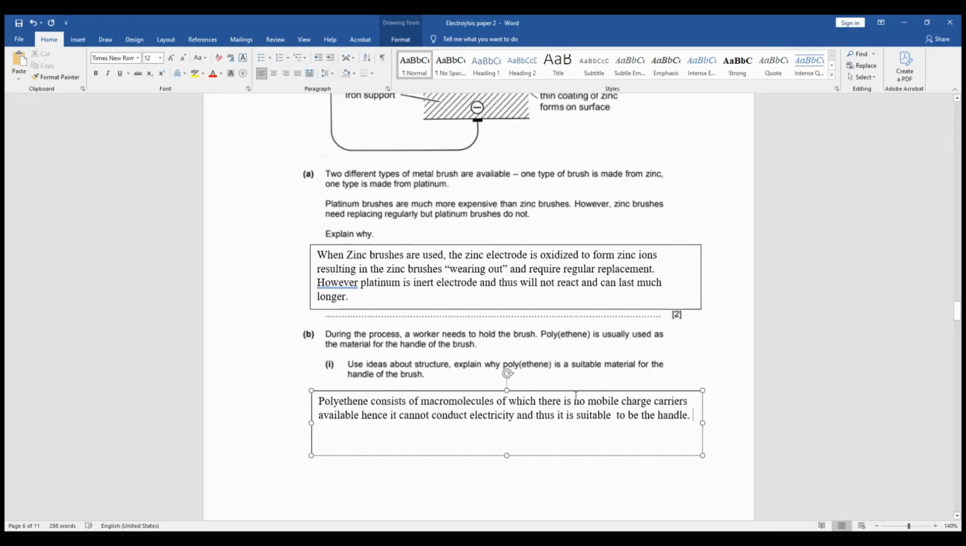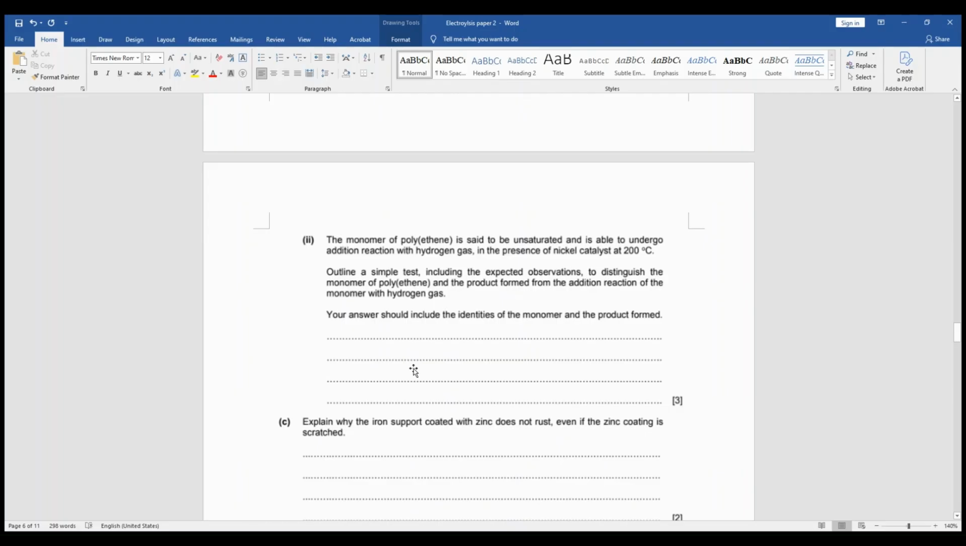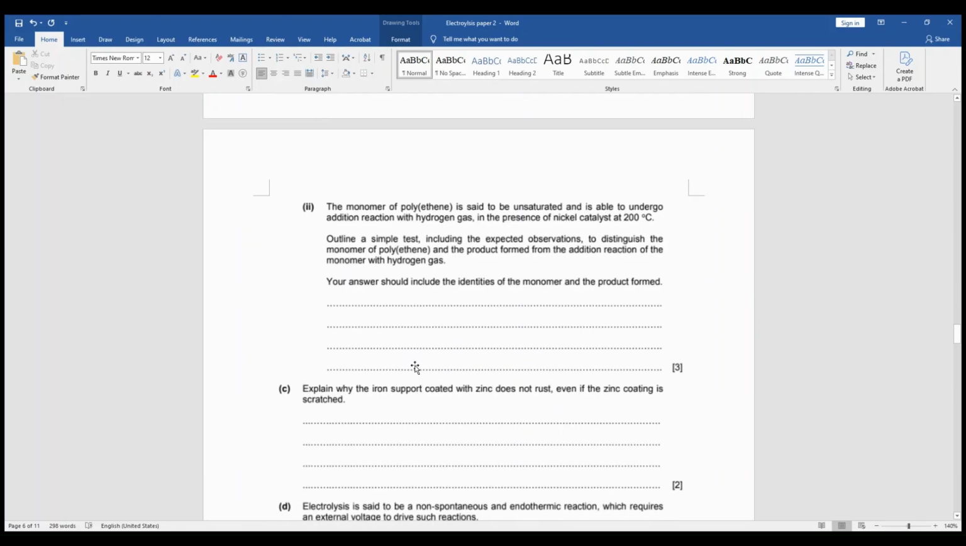Okay, next. The monomer of polyethylene is said to be unsaturated and is able to undergo addition reaction with hydrogen gas in the presence of nickel catalyst at 200 degrees. Outline a simple test including the expected observation to distinguish the monomer of polyethylene and the product formed from the addition reaction of the monomer with hydrogen gas. Okay, that's quite simple actually. It's just that they beat around the bush so that it's not so clear-cut to you. It's obviously trying to differentiate between ethene and ethane. But as a 3 mark question, you need to mention ethene and ethane.